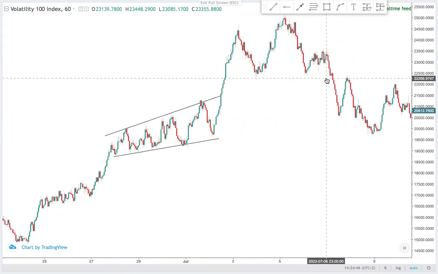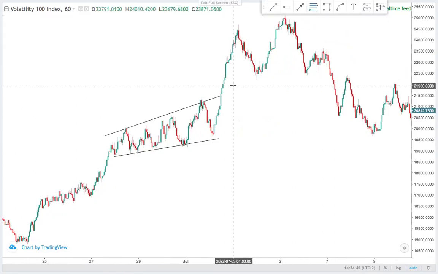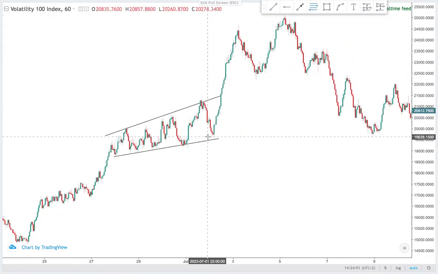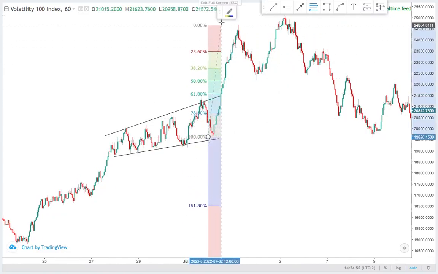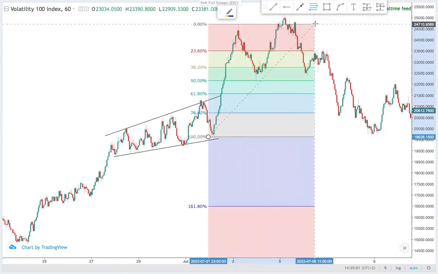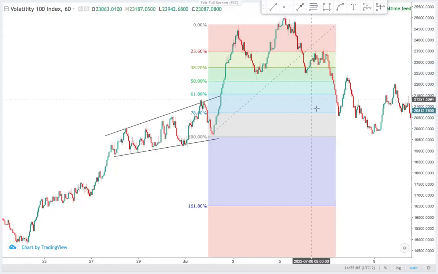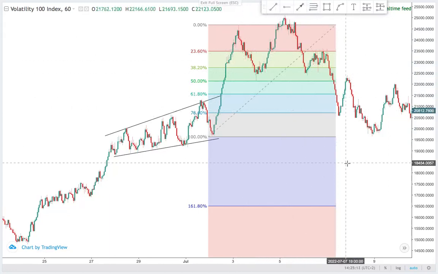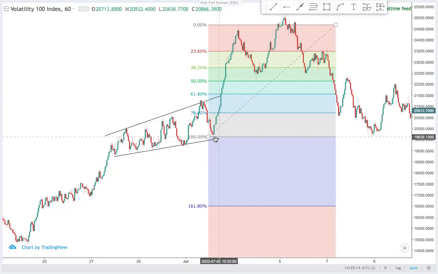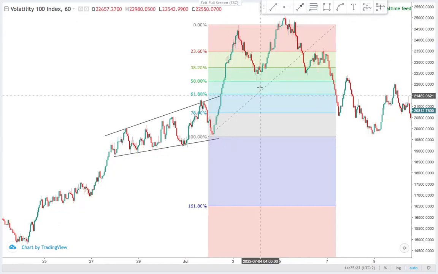You take your fib, and then from the lowest point, which is this wick of the candle, you push up to this wick. As you can see, this is my Fibonacci. Now, I took from the lowest point to the highest point. And then what happened? I was expecting a retracement.